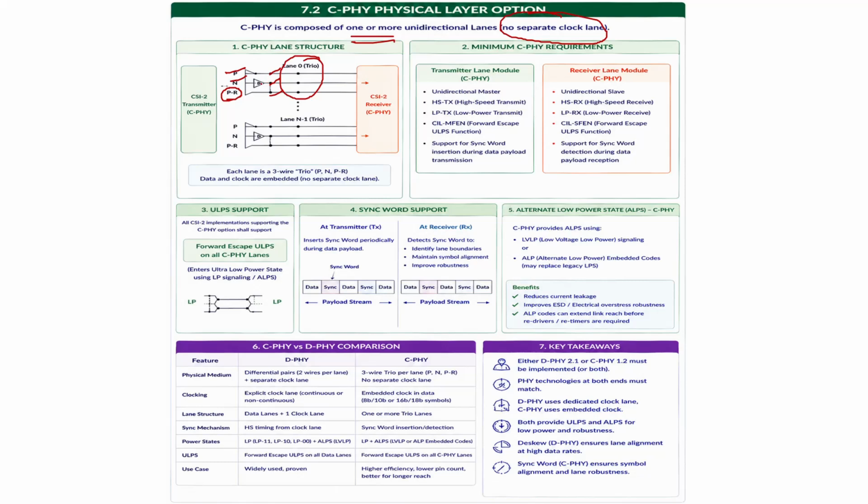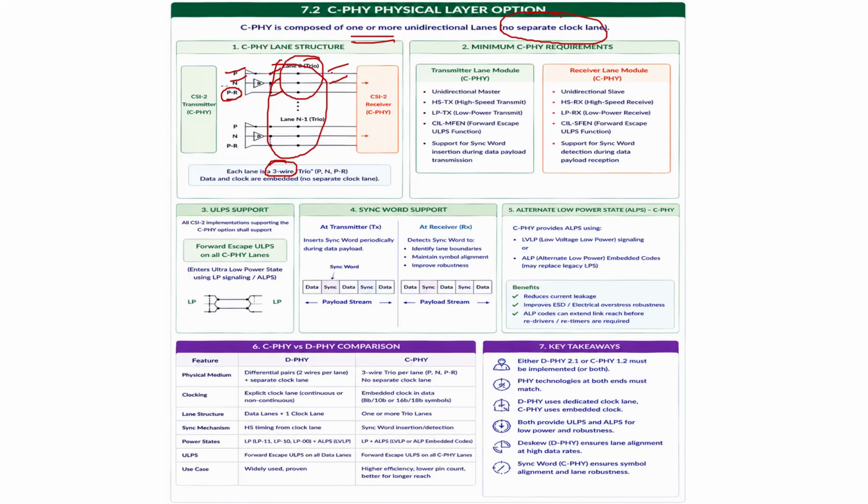In this C-PHY physical layer, we transmit the data from the transmitter side to the receiver side using three wires, that means trios. In that, two or more data lanes are there, and all the data and control signals are combined with each other. That's why all the lanes are different lanes. In each lane, data is sent, and different data bytes are sent: byte 0, byte 1, byte 2.